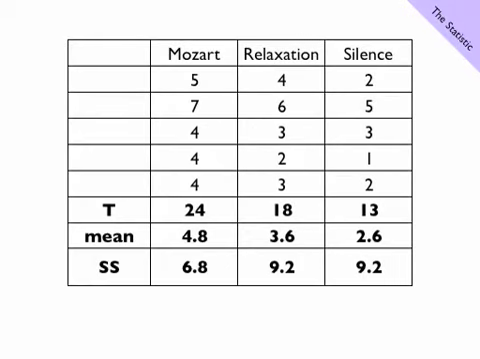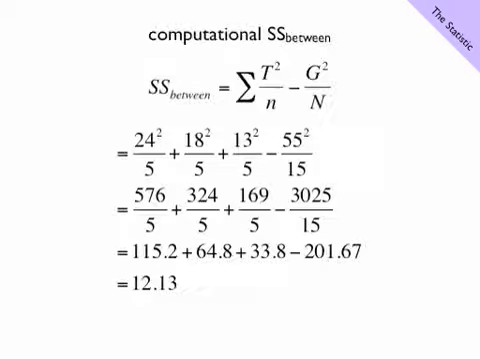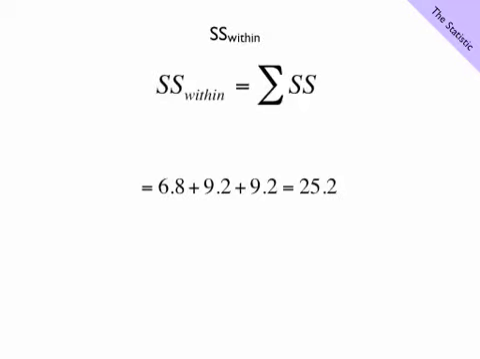SS within was pretty easy to get. I just had to add up the SS's that I calculated before. So SS within is just the sum of the sums of squares within each treatment group. My answer for that was 25.2.